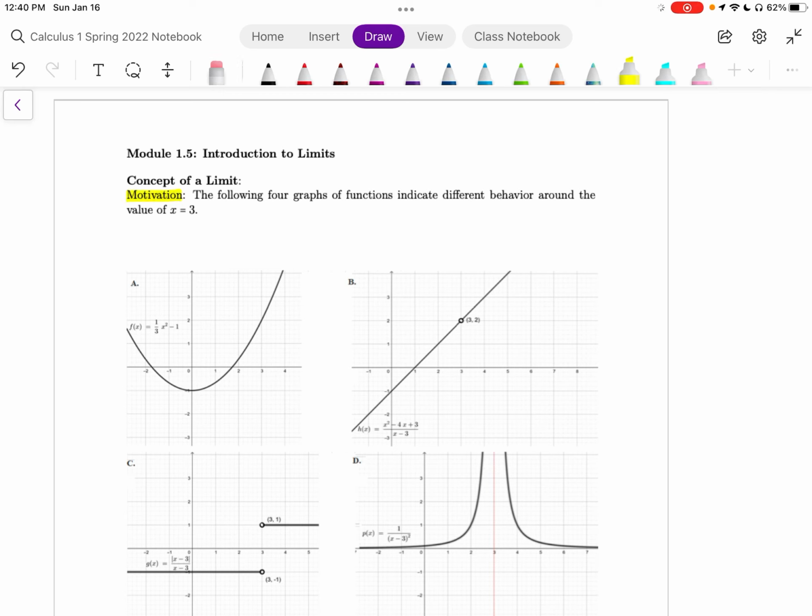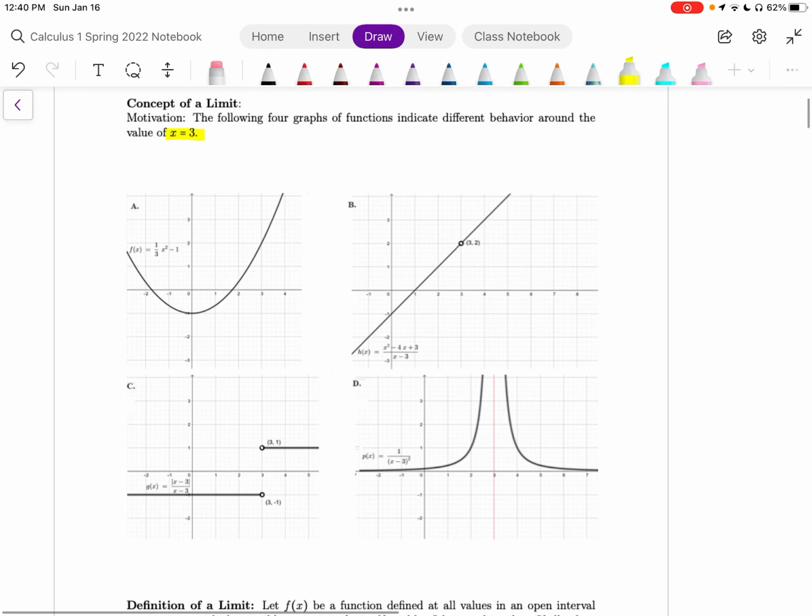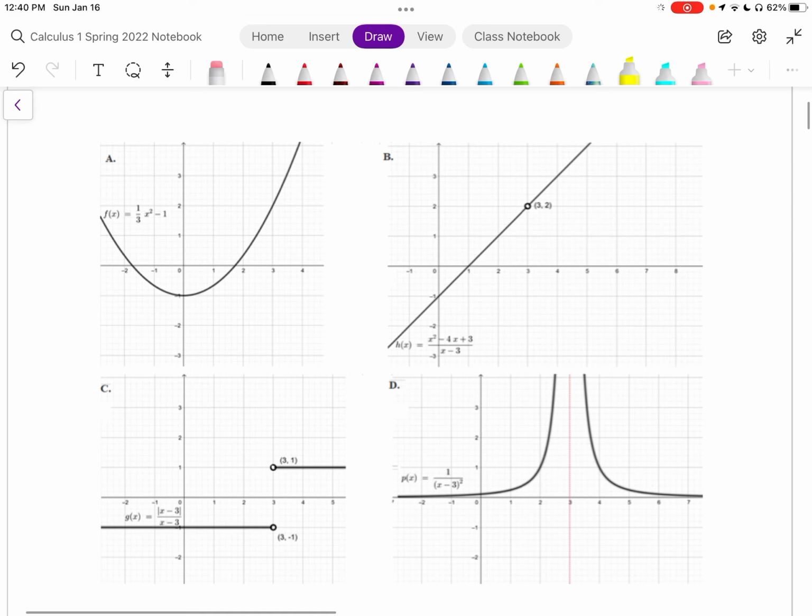Okay, so let's start with the motivation for this. What is the motivation for this? The following four graphs of functions indicate different behavior around the value of x equals 3. Okay, so x equals 3, we've got four different functions. We're looking at what's happening in each one. So if you look here, we just have a value on the curve. Nothing special going on. It just has a value of 3, 2, right? So x is 3, y is 2, no big deal, it's just a parabola.